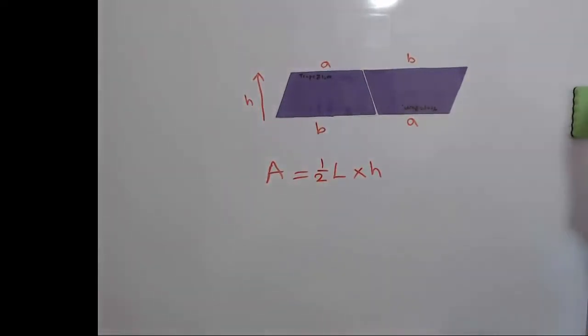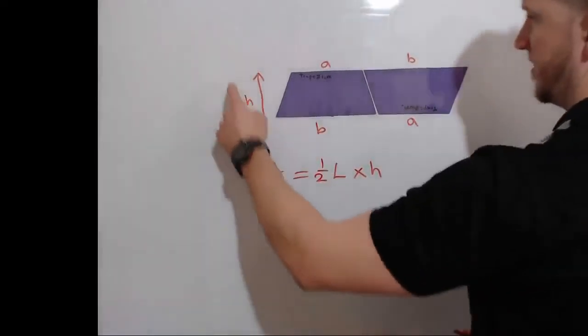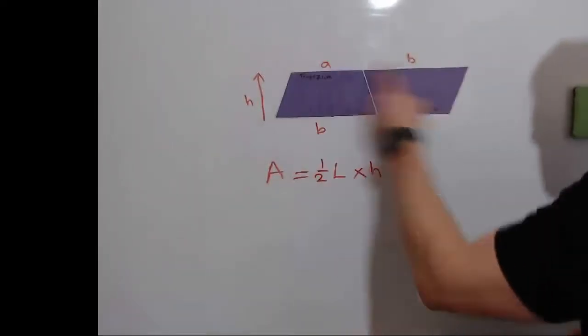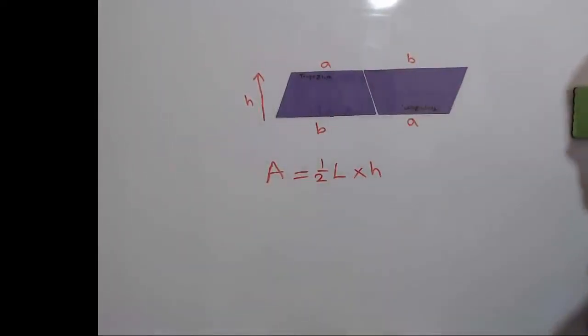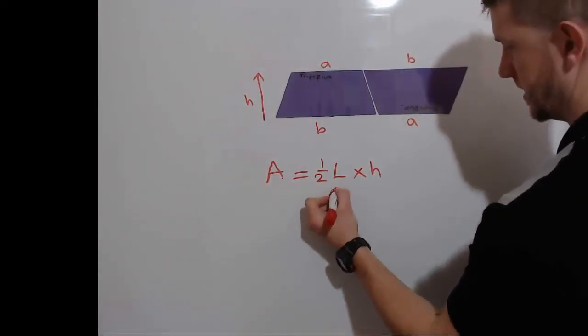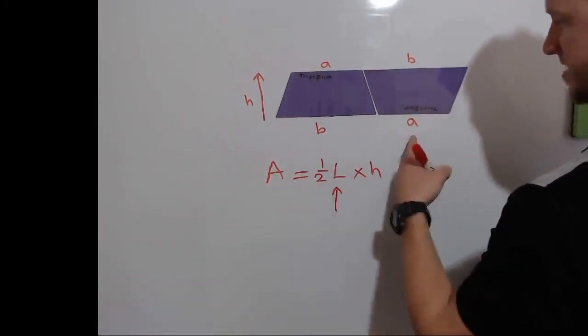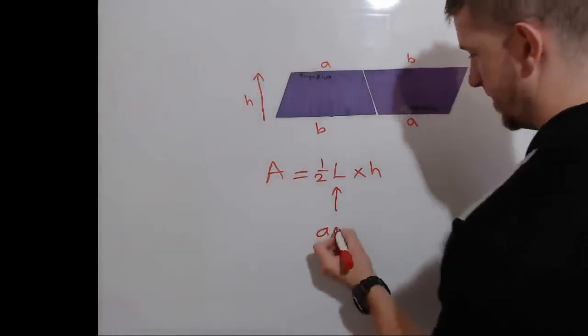But I don't know what my length is. My height is here. That's fine. I'll normally be given that. But I don't know what these lengths are. So length here is actually these two ends combined. So it becomes A plus B.